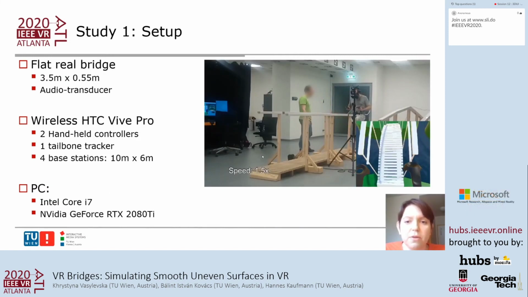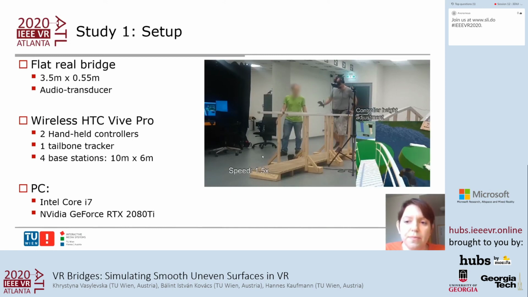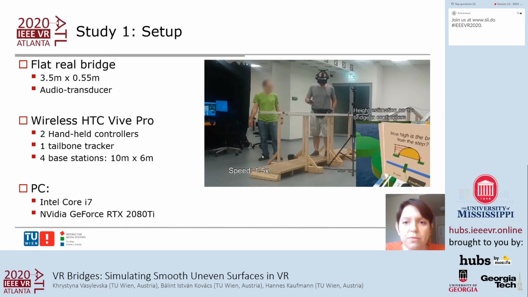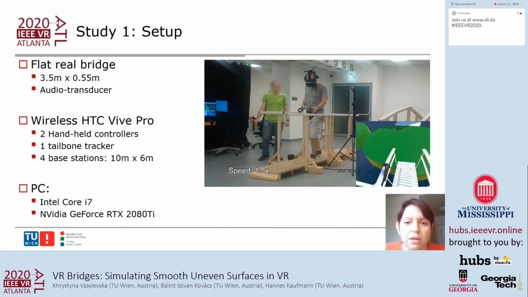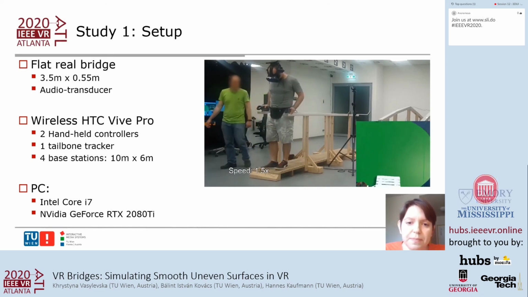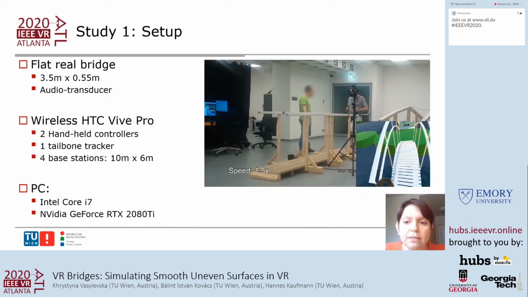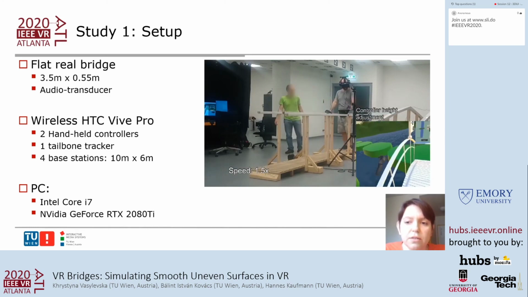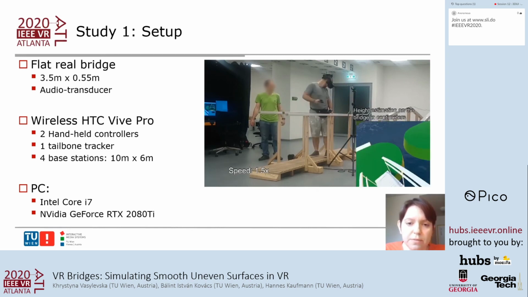For the setup of our first user study, we used a flat bridge that you can see on the video. It was 3.5 meters long and 55 centimeters wide, with an audio transducer mounted to it. The participants were wearing wireless Vive Pro with 2 handheld controllers and an additional tracker on the tailbone. It was used for more stable camera height adjustment.